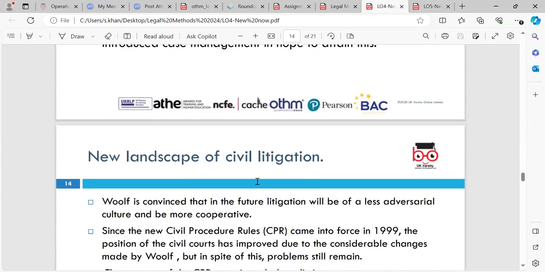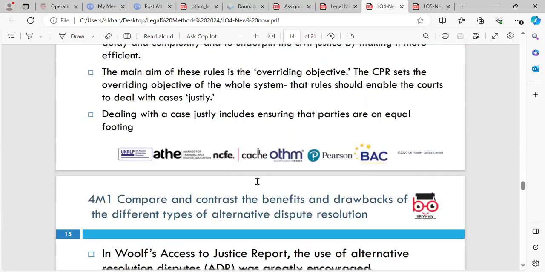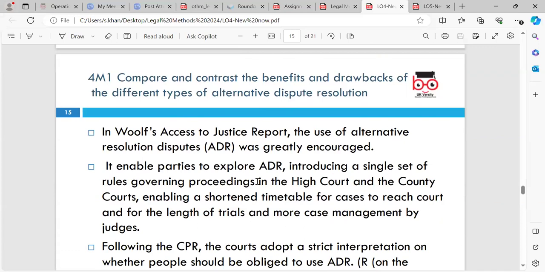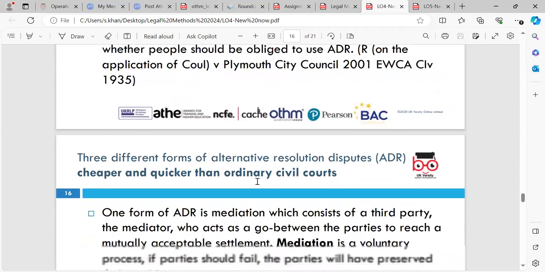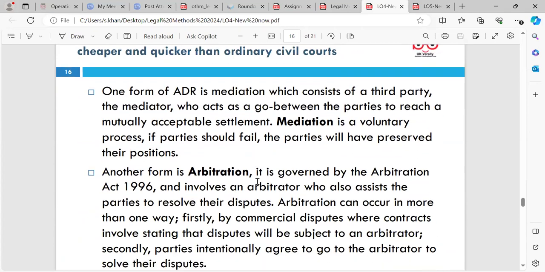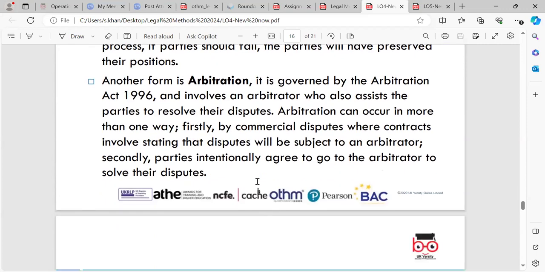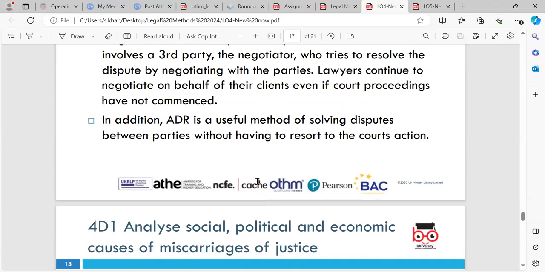And then we went on to look at the new landscape of civil litigation, which is the Civil Procedure Rules, which came into force, and why they came into force. We then went on to 4M1 to compare and contrast the benefits and drawbacks of the different types of alternative dispute resolution. We looked at the Woolf report in regards to access to justice and alternative dispute resolution. And we looked at the different forms of alternative dispute resolution and how it's cheaper and quicker than ordinary civil court. So one form is mediation, another form is arbitration, conciliation and negotiation, and why it's so important rather than going to court to mediate.